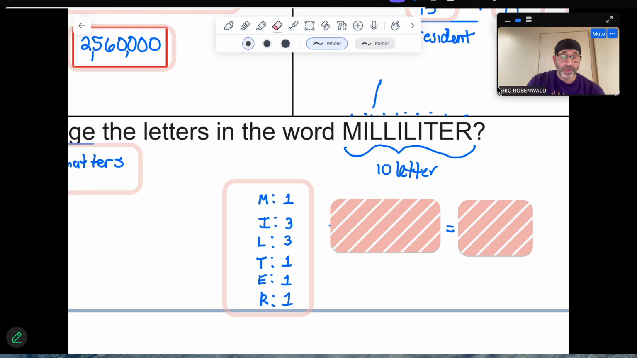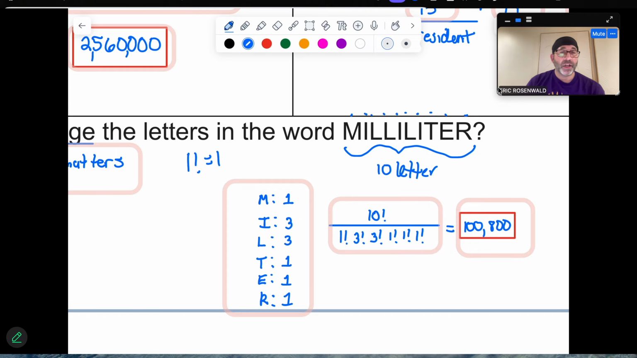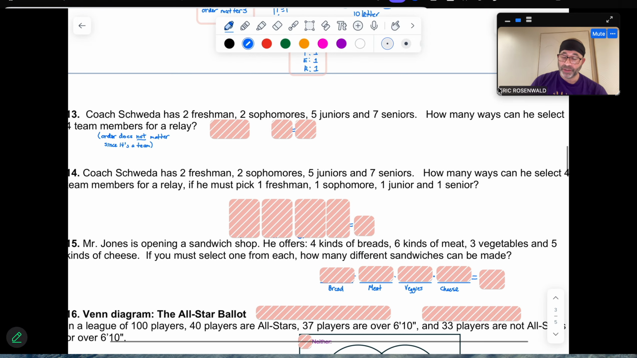So if we set up our formula, there's going to be a 10 factorial on the top. For the next values, we're going to do 1 factorial, 3 factorial, 3 factorial, 1 factorial, 1 factorial, and 1 factorial. Now it's important to remember those 1 factorials, you don't need them. Remember 1 factorial by definition is equal to 1. So it doesn't change the problem, but I put it there just so you can see it. If we go ahead and simplify this, we get 100,800 different ways that I can arrange the letters in the word milliliter. All right, let's continue on.